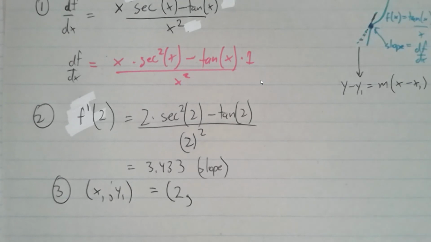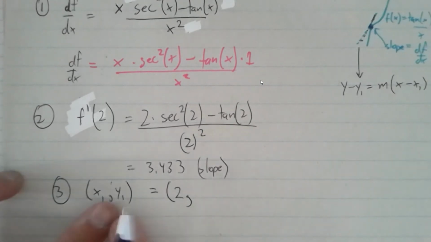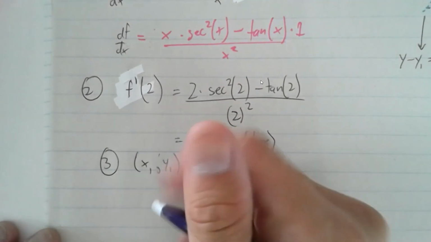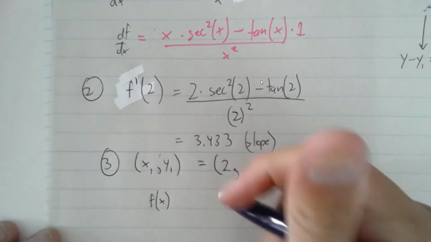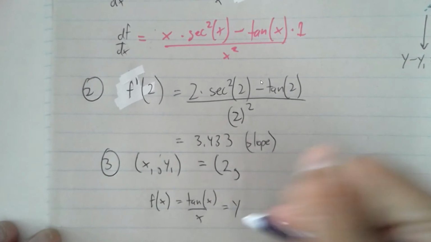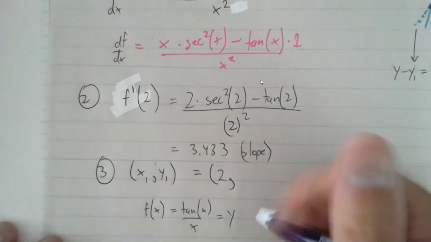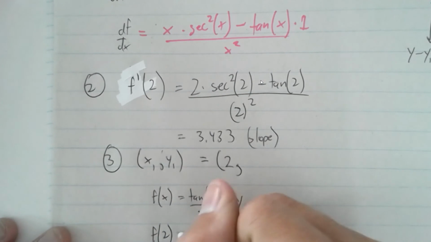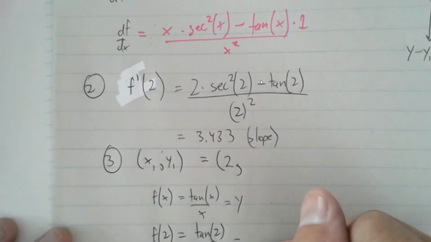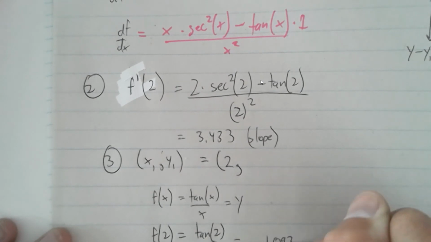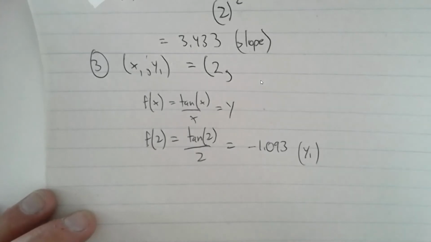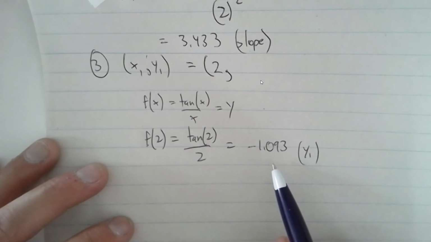Plug it into the original equation. The original equation was f of x equals tan of x over x. So let's reiterate that. f of x is equal to tan of x over x, which is otherwise known as y if we're doing an xy coordinate. We're specifically finding f of 2. So plug in tan of 2 over 2, and then you should get negative 1.093. Again, that is not your slope, but this is your y1. Just to reiterate, that's negative 1.093.